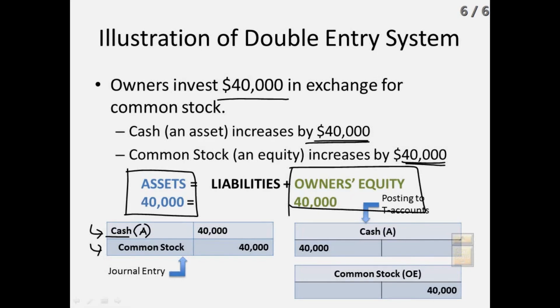Okay? Common stock, same thing. Now, how could my common stock account go down? So far, my common stock account went up. How could the common stock conceivably go down?